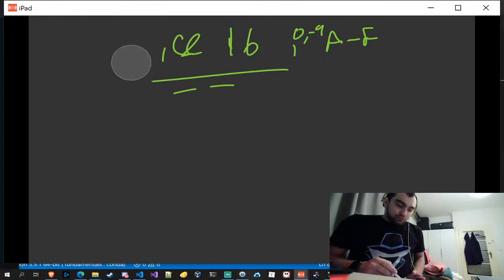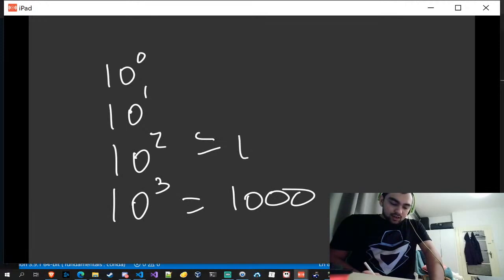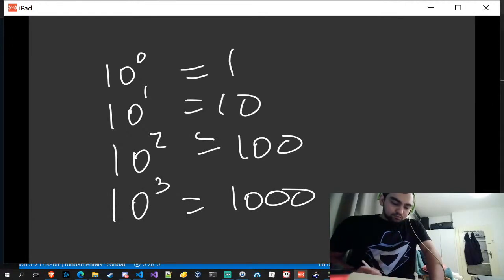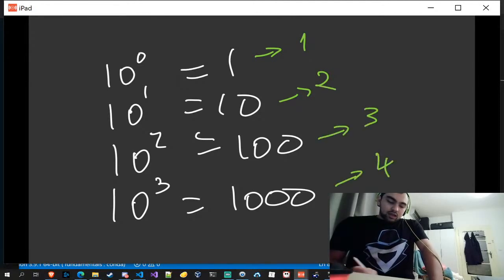So the proof for this is really interesting. How would I prove it? There are plenty of ways to prove this. It's a bit of a side note, but okay, let's go with this. What is this? This is 1,000. What is this? This is 100. This is 10. This is 1. So how many digits does this have? 1. How many digits does this have? 2. How many digits? 3. How many digits? 4.